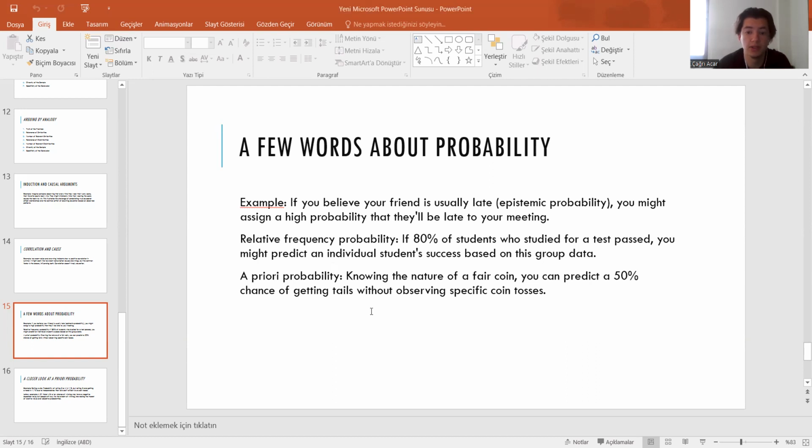And there is an example about it. If you believe your friend is usually late, you might assign a high probability they will be late to your meeting. Relative frequency probability: if 80% of students who studied for a test passed, you might predict an individual student's success based on this group data. A priori probability: knowing the nature of a fair coin, you can predict a 50% chance of getting tails without observing specific coin tosses.